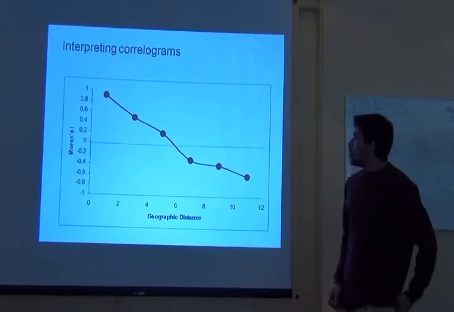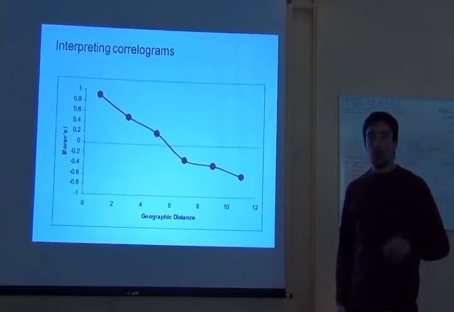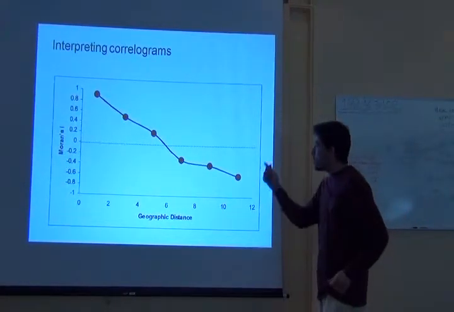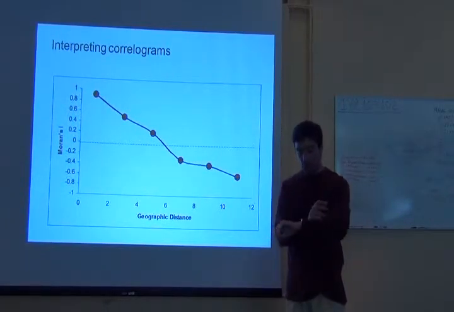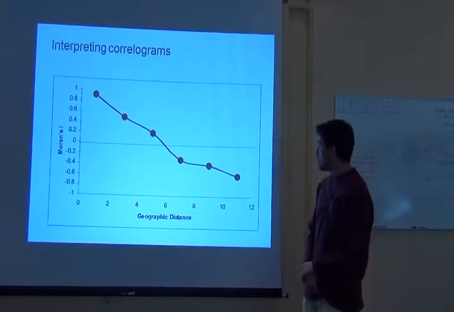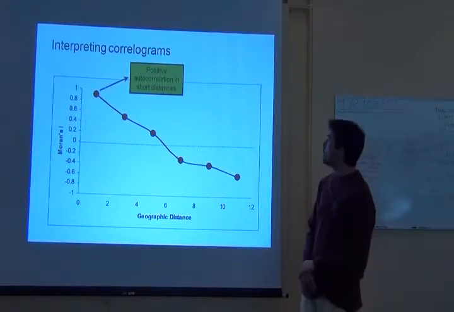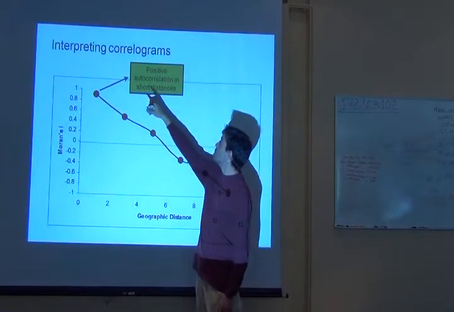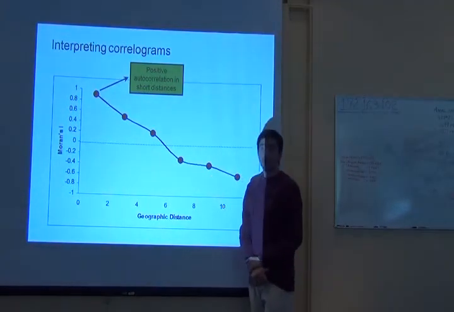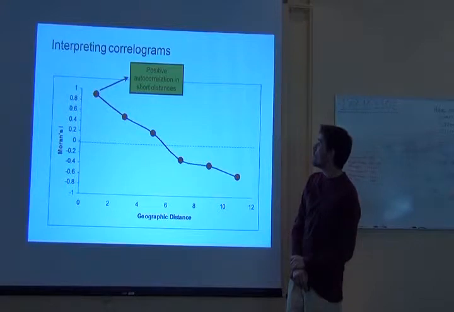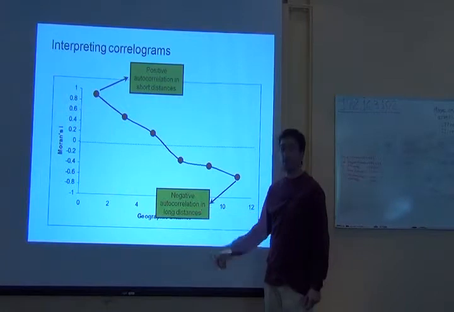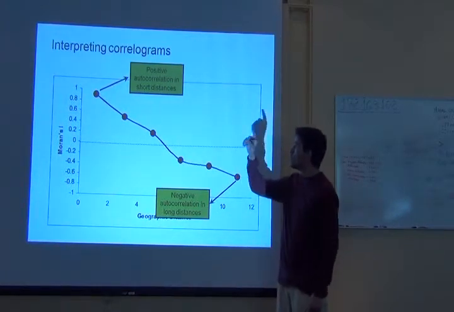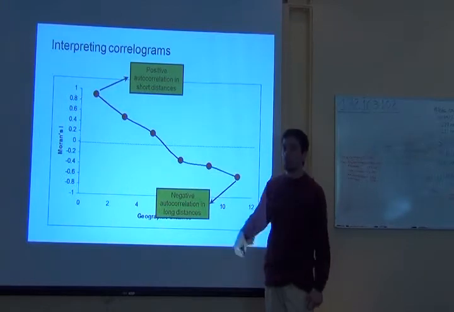Okay, so let's go to interpretation of these correlograms. That's a pretty typical one. We're going to discuss and see several of them in a short moment. But basically what this means is positive autocorrelation in short distances. Okay? We figure that out. And then there is negative spatial autocorrelation at long distances. That's what the actual Moran's I value is telling me.